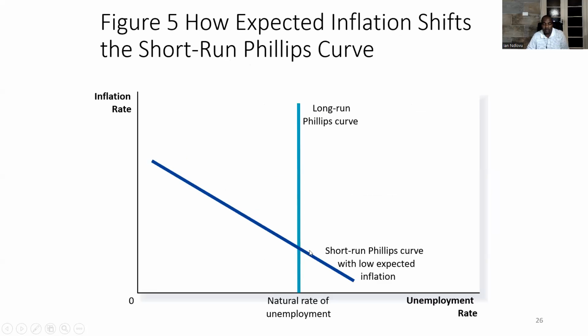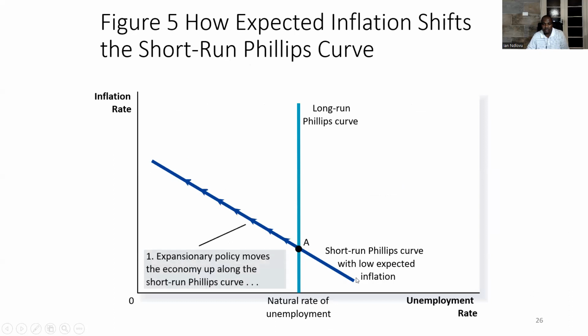So again, we go to the short run Phillips curve with low expected inflation at point A. And then you have your expansionary policy moves. The economy moves up along the short run Phillips curve until it attains point B, especially if we assume adaptive expectations.